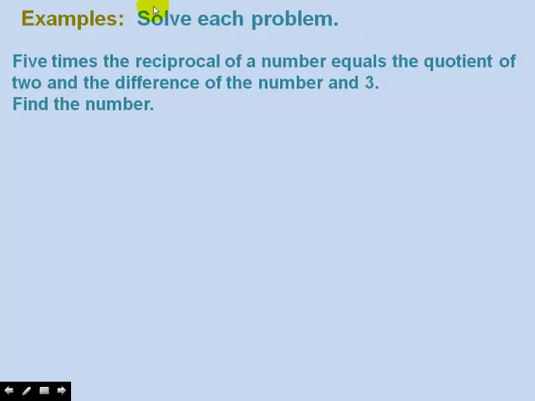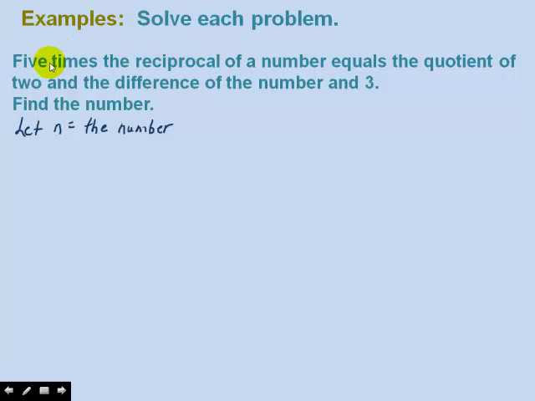So let's read all the way through the problem first. We've got 5 times the reciprocal of a number equals the quotient of 2 and the difference of the number and 3. And then we're supposed to find the number. So since it talks about a number several times in here, let's go ahead and set a variable for that. So let's let n equal the number. We could use any variable we wanted to. We could use n, x, y. I just decided to use n here.